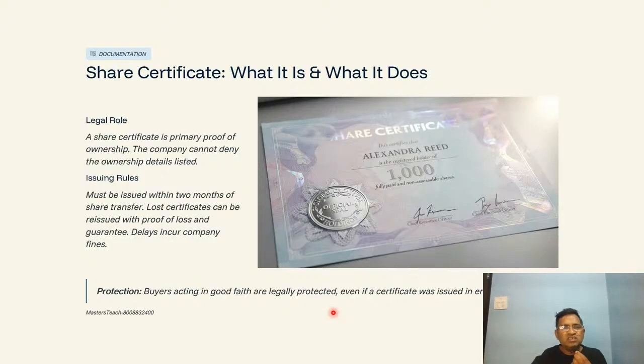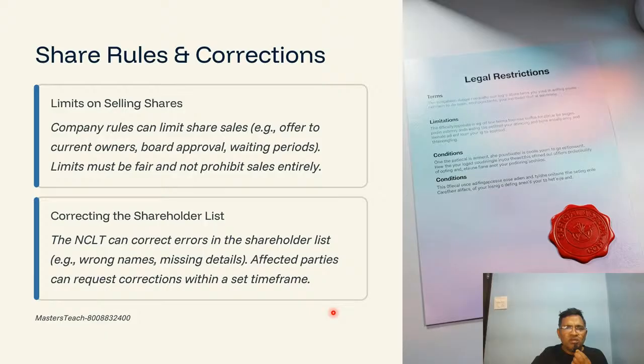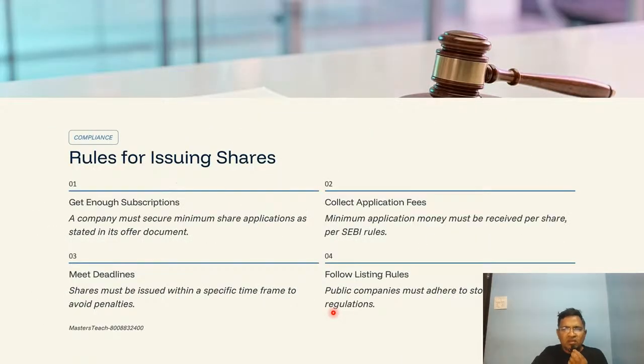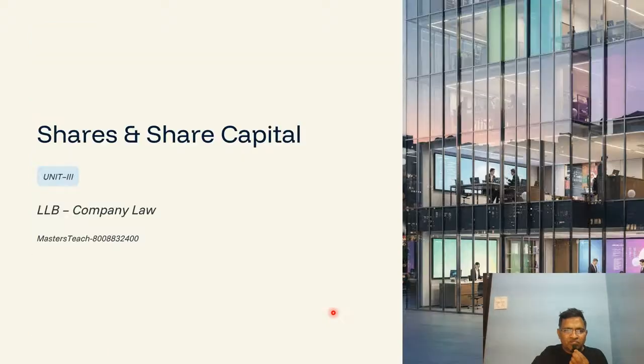So this is a share certificate. If they ask, just write that it is a legal document. It is the primary proof of ownership of the company. It should not deny any ownership details. So this is a small presentation related to your third unit of Companies Law in LLB.